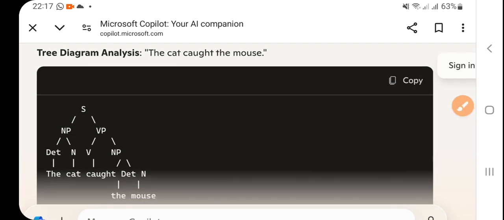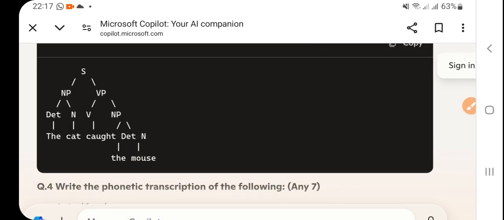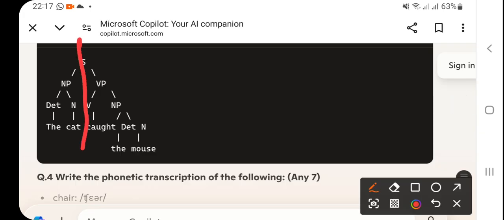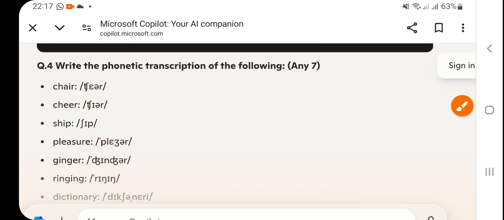So then the cat caught the mouse. So the cat, we have already discussed the cat, right? Verb form is caught, then noun form the mouse. Simple. We had already discussed.